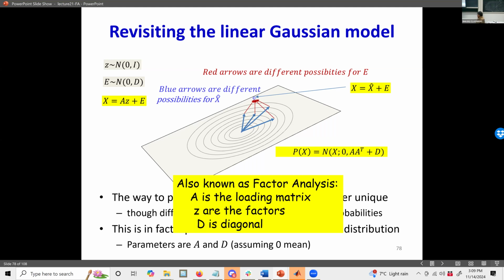A is the loading matrix. Z are the factors, and D is a diagonal matrix with the error, which goes back to Spearman's original model. This is the model that Spearman had when he was trying to explain things. The only difference between this and PCA is that in PCA, the error is supposed to be perpendicular to the surface. Here, the error is allowed to be in any direction. But this little modification makes things much more complicated.